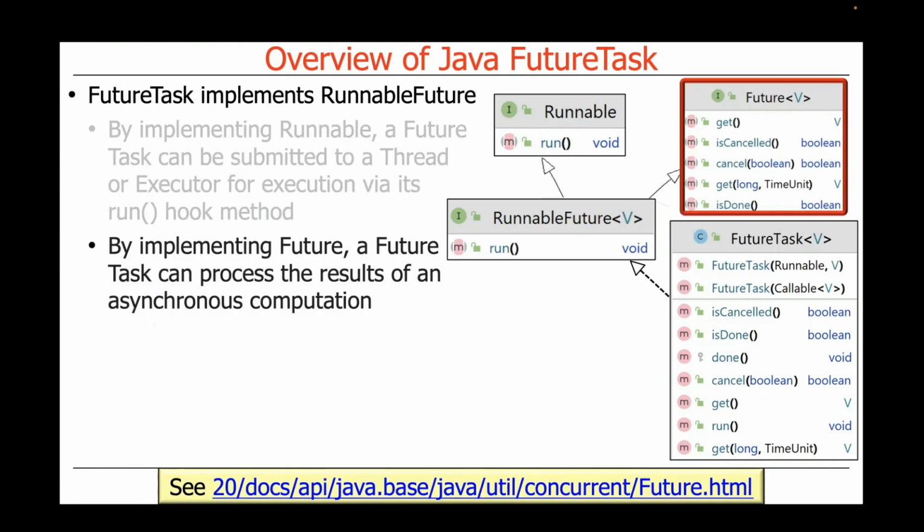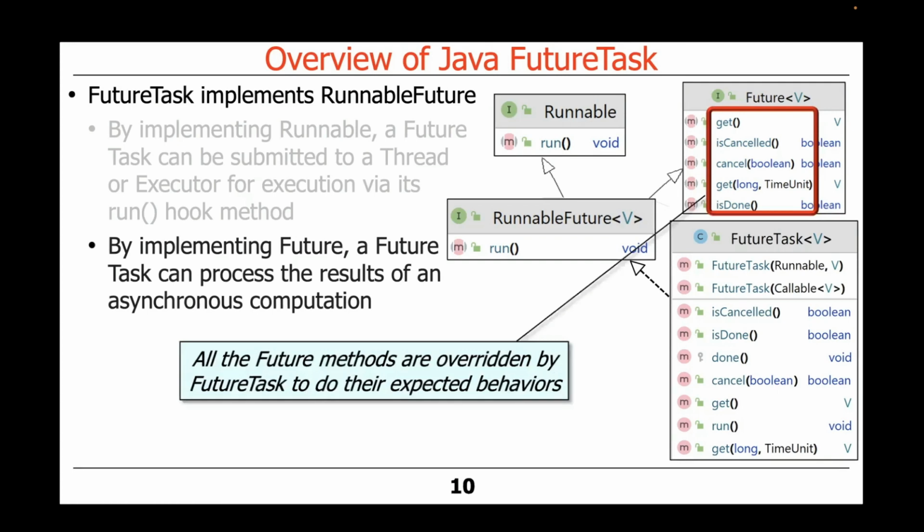Likewise, RunnableFuture also extends the Future interface. And by implementing Future, a RunnableFuture, and by transitive closure, a FutureTask, can then process the results of an asynchronous computation. And as we're going to talk about, various Future methods are overridden by FutureTask to do the kinds of things they need to do in order to perform the Future behavior. So things like checking for the results, whether the computation is done, checking to see if the computation is canceled, canceling the computation, and so on and so forth.